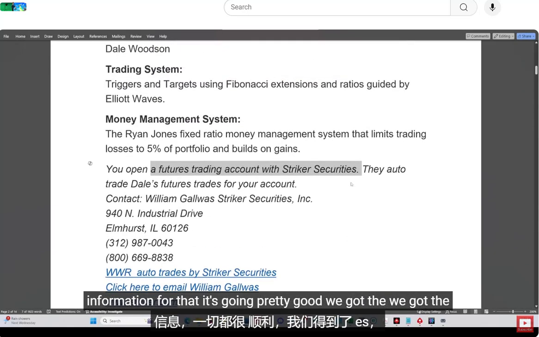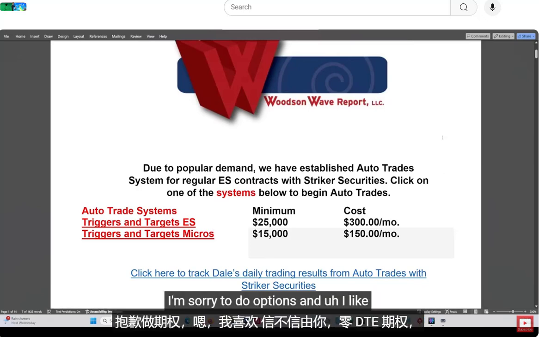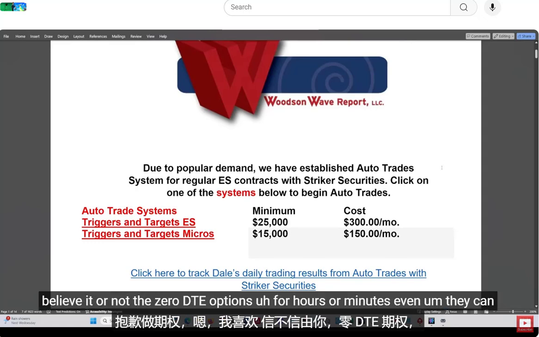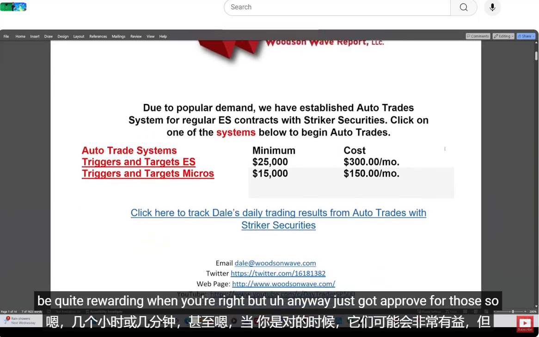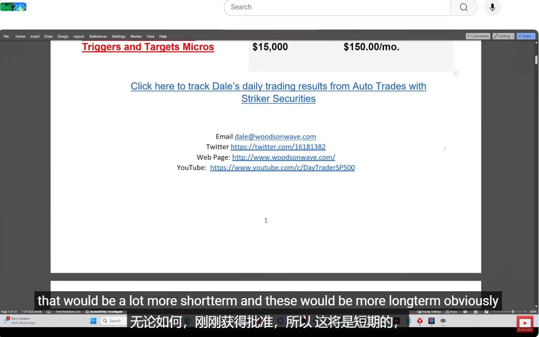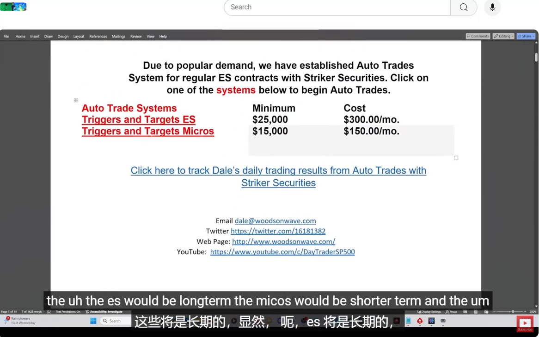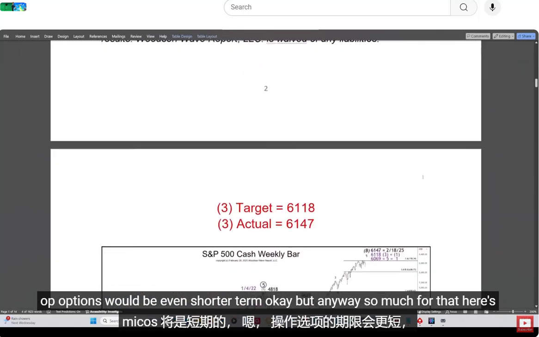It's going pretty good. We have the ES and the E-minis, and I think it just got approved to do options. And believe it or not, I like the 0 DTE options for hours or minutes even. They can be quite rewarding when you're right. But anyway, just got approved for those. So that would be a lot more short term, and these would be more long term. Obviously, the ES would be long term, the micros would be shorter term, and the options would be even shorter term.